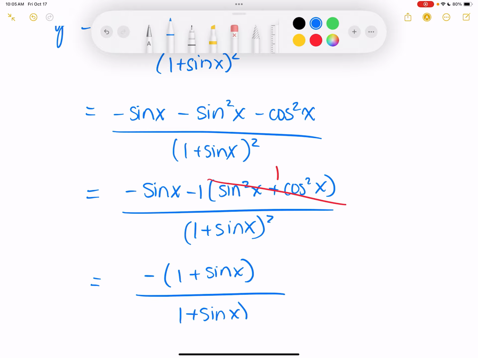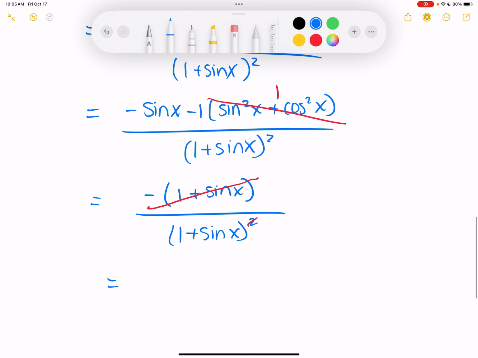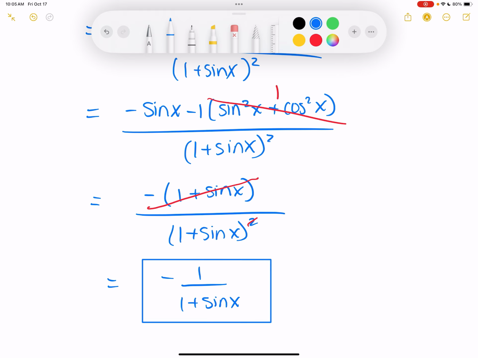So now I can cross out this 1 plus sine of x on top, and then I can get rid of the squared piece on the bottom, so that I'm just left with -1 over 1 plus sine of x. So obviously it's kind of a lot. If you can shortcut things, like once you're down into just the algebra, the trig of it, you can obviously do that, but I'm just trying to show as much as I can right now.